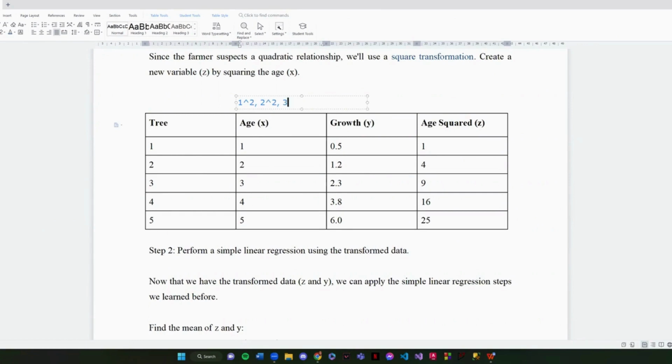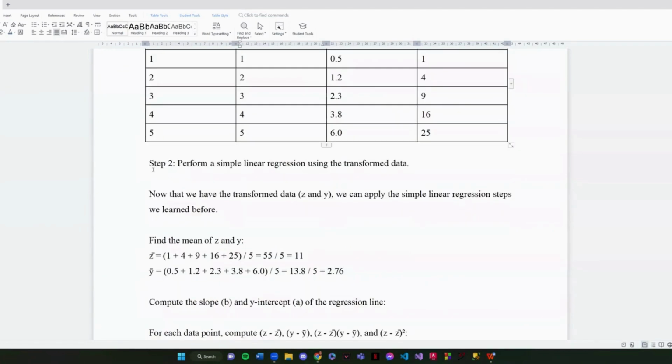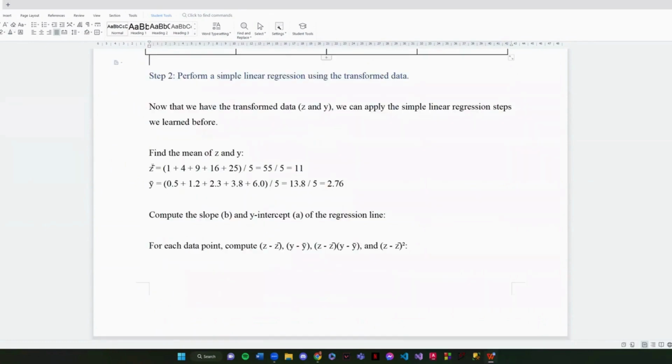1 squared, 2 squared, ayan. 3 squared, we have 9. 4 squared, 16. 5 squared, 25. Ayan, yan yung sagot dito sa ating z. So, step 2 is to perform a simple linear regression using the transformed data.